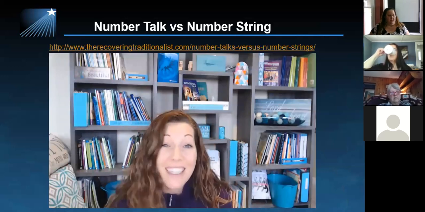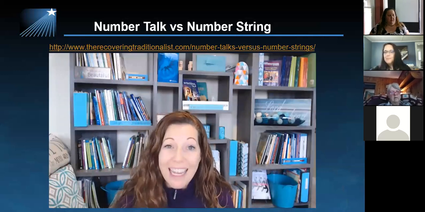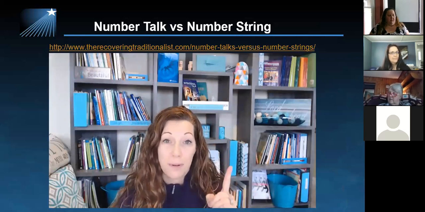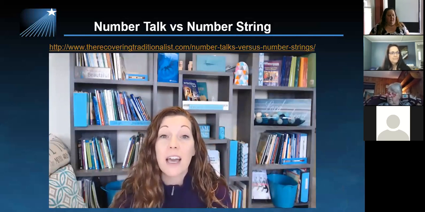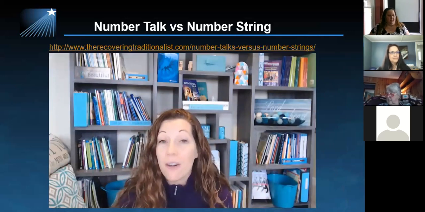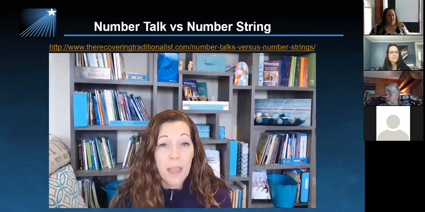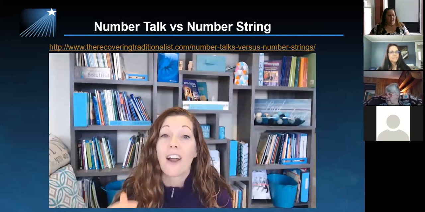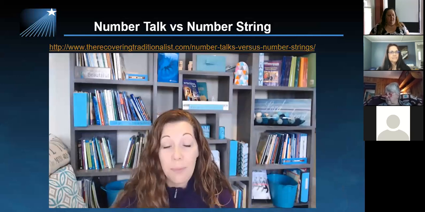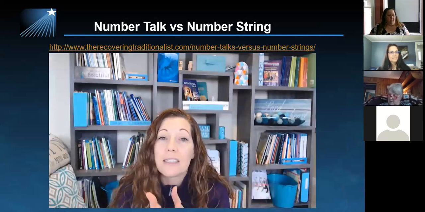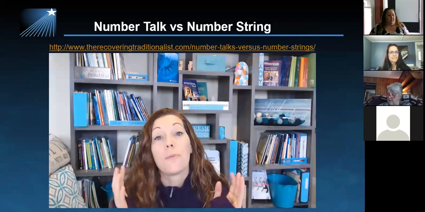So, what's the difference? Well, to me, number talks are typically one problem. And we are talking about that one problem and all the different ways that kids solved that one problem. Number strings are a series of related problems that kind of lead kids into a particular strategy or a particular model.